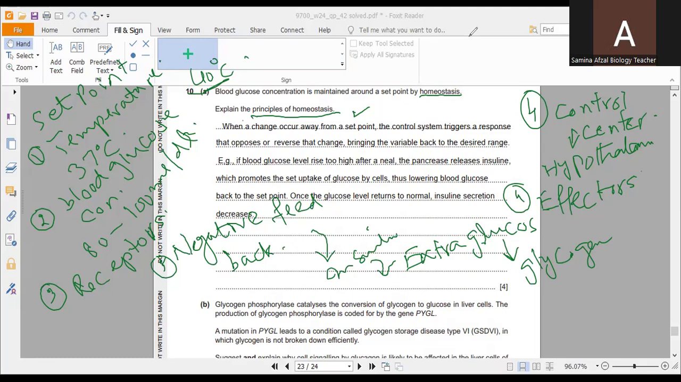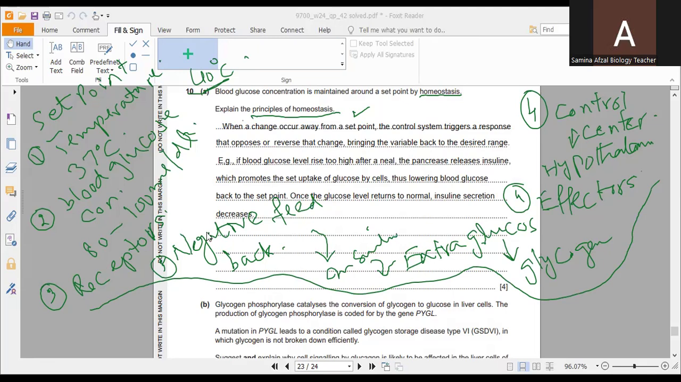For example, if blood glucose level rises too high after a meal, the pancreas releases insulin, which promotes the uptake of glucose by cells, thus lowering blood glucose back to the set point. Once the glucose level returns to normal, insulin secretion decreases. So this is the whole sequence of the different events which take place when the body tries to keep homeostasis inside the body in case of any change in the variables.